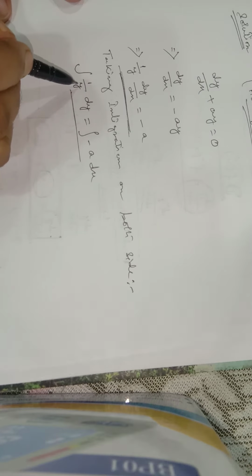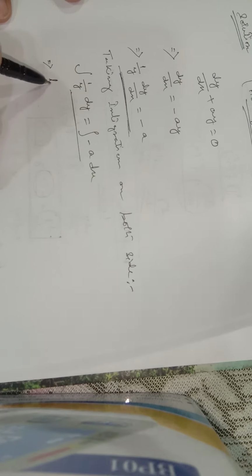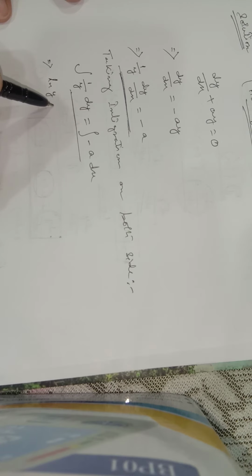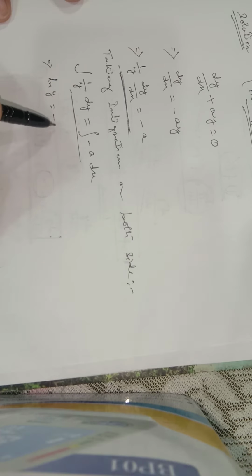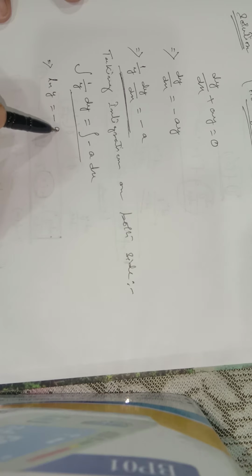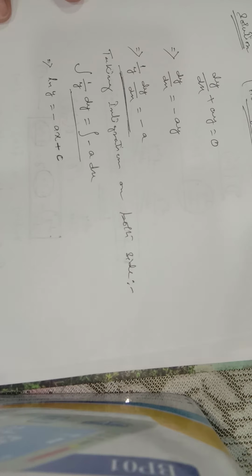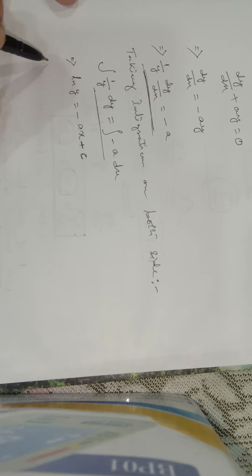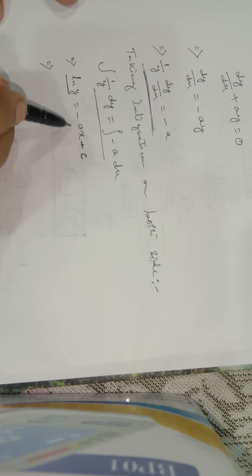Now integration of 1 by y, that result we know, it is log y. From the integration rule we get that value, and integration of a constant, we know, gives x. So we get minus ax plus a constant, that is c. It is from a simple integration rule. Now we have log y is equal to this value.